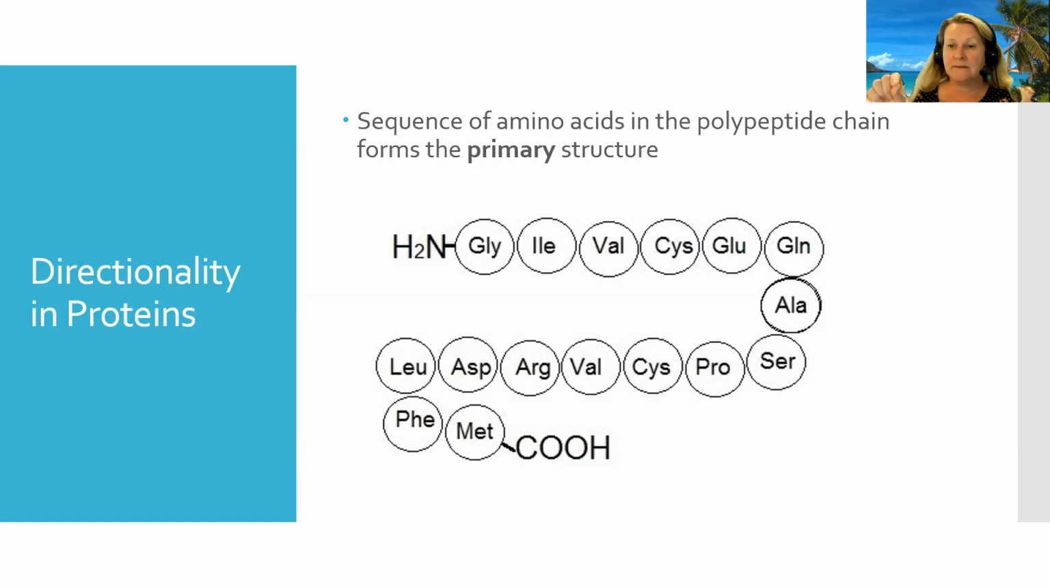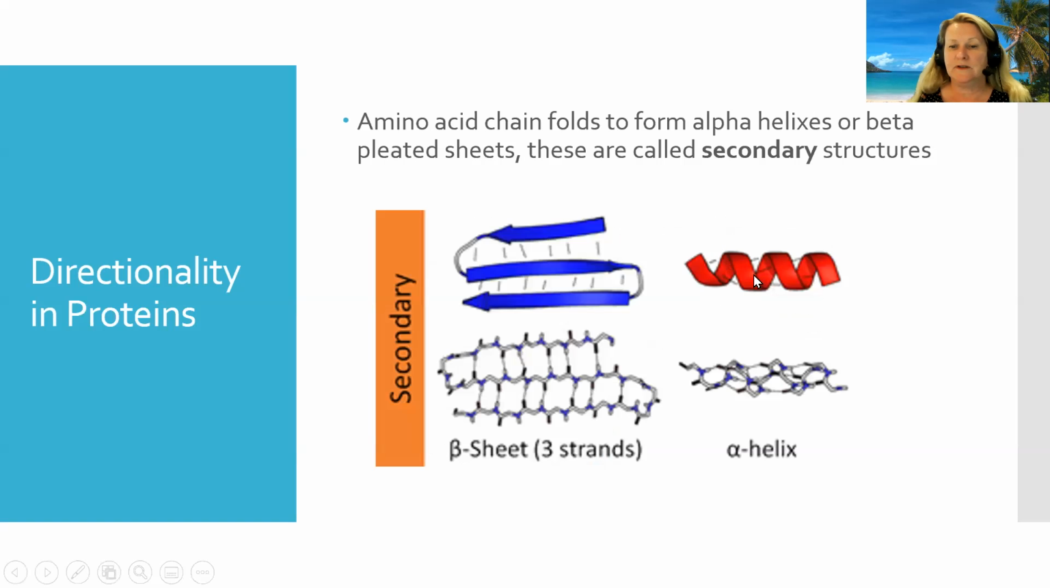Now, once that polypeptide chain, that primary structure is made, it can start folding in 3-dimensional space. Sometimes it will fold up into a helix, into a spiral. That's called an alpha helix. Sometimes it'll just fold back and forth on itself, kind of like in pleats, kind of like when you make a little paper fan. Those are called beta-pleated sheets. Alpha helices and beta sheets are both different kinds of secondary structure in proteins. So we talked about primary structure being the sequence of amino acids. Secondary structure is how that amino acid chain folds either into a spiral or back and forth into beta sheets.